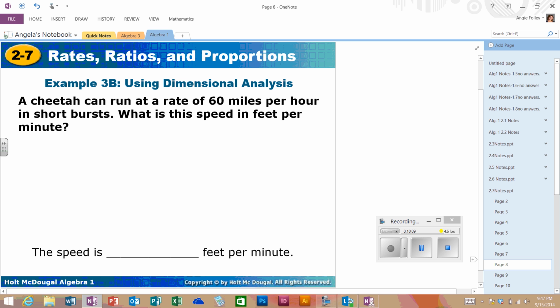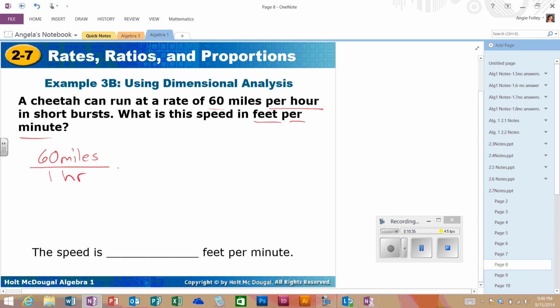All right, we're going to try a little bit more of a complicated one. A cheetah can run 60 miles per hour in short bursts. What is the speed in feet per minute? So we have 60 miles, and in the last problem, it was just over 1, but this is per 1 hour. I need to get this into feet and minutes.